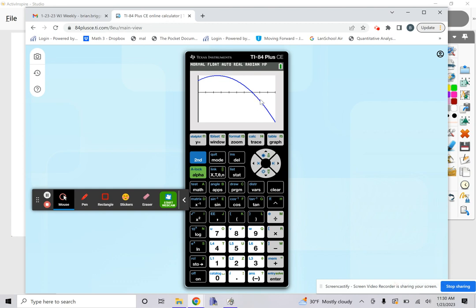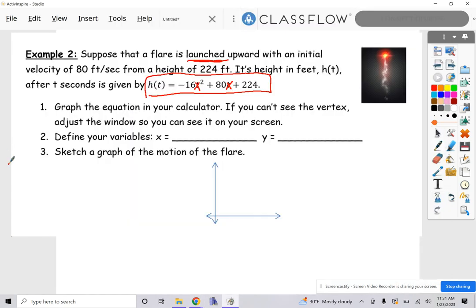Now again, this tail part really probably isn't happening with a flare. It's not going through the ground, but it's gonna go up a little bit and then it's gonna come back down and hit the ground. Okay, so let's go back. We've got a sketch here. It kind of looks something like this. And again, we're gonna stop at the ground because it doesn't make sense to go further.